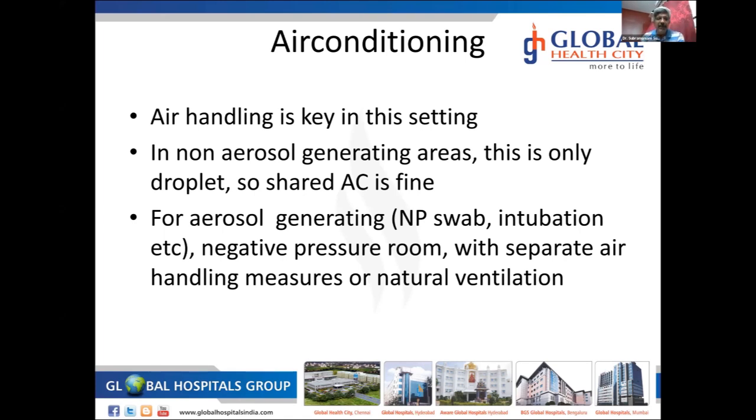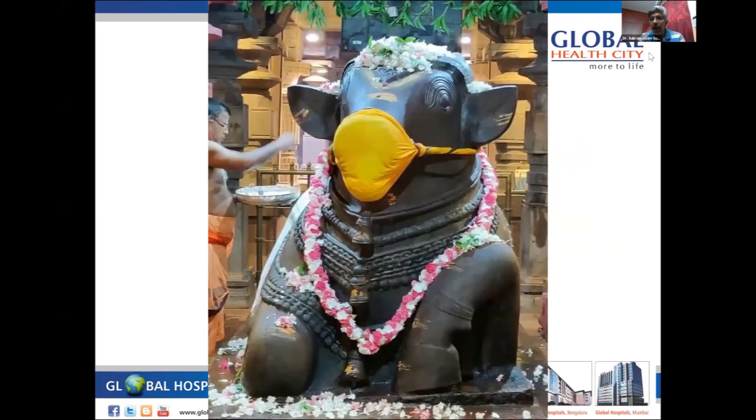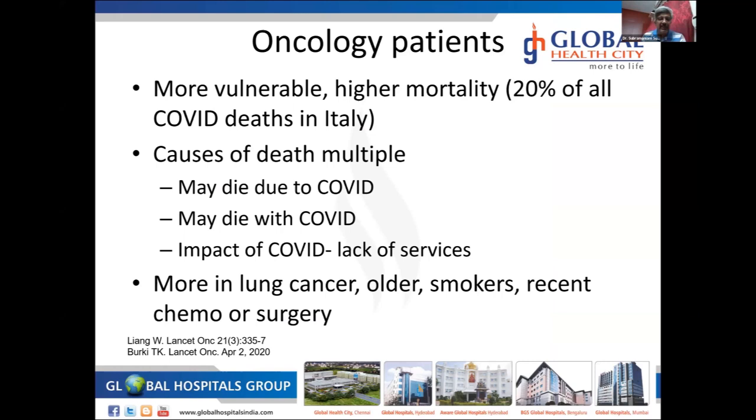Oncology patients, obviously, are the most vulnerable. What was shown in Italy was that 20% of all the COVID deaths in Italy were attributable to oncology patients. And the causes of death are multiple in these patients. They may die due to COVID, they may die with COVID, or it can be an impact of COVID in that there is denial of services because of the overwhelming mass of humanity who come in during these periods, because of which oncology patients may not get the required services. This is not just true for oncology, but for any critical care sector.